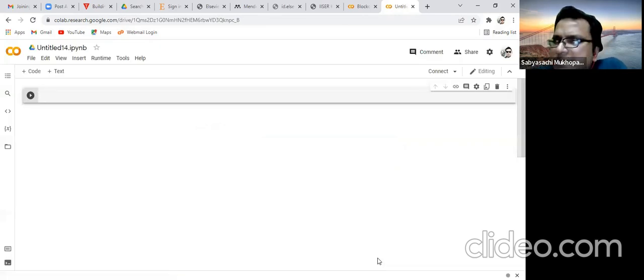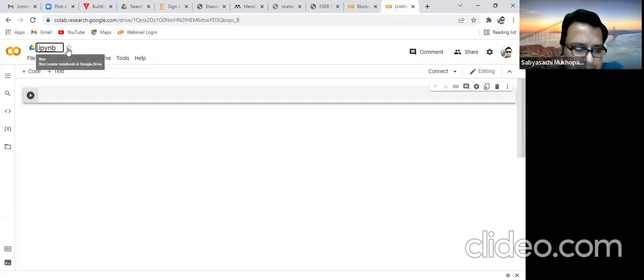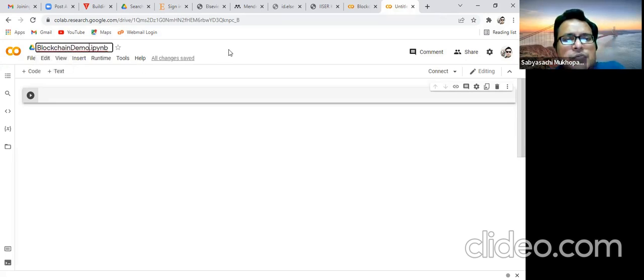Okay, so the first step is very simple. Just type in Google Colab, click on the top link, Google Collaboratory, and click on the new notebook button. Once the new notebook comes up, you will see an untitled .ipynb, the interactive Python notebook extension, given there. You can put some name like blockchain demo. It will give you a good practice.